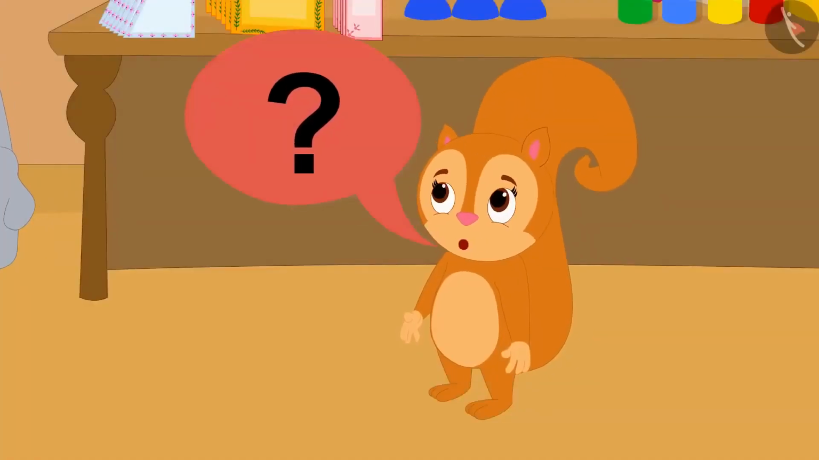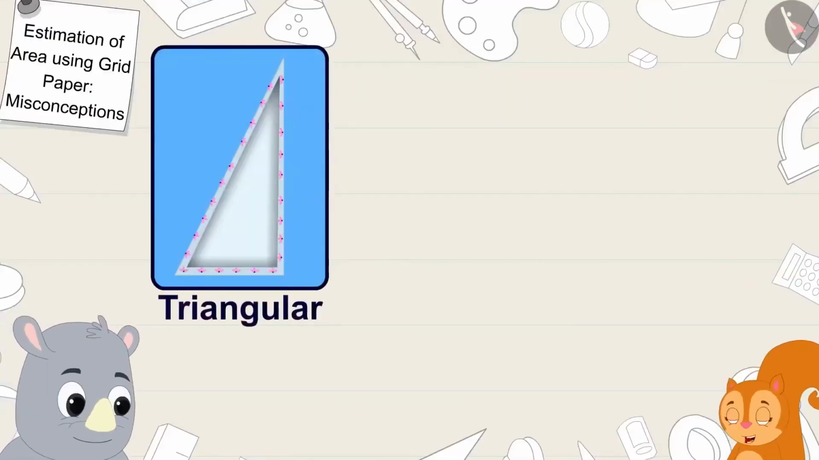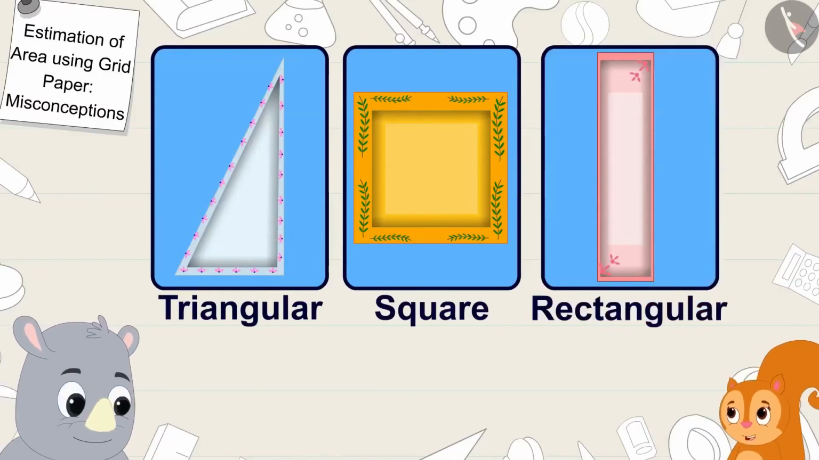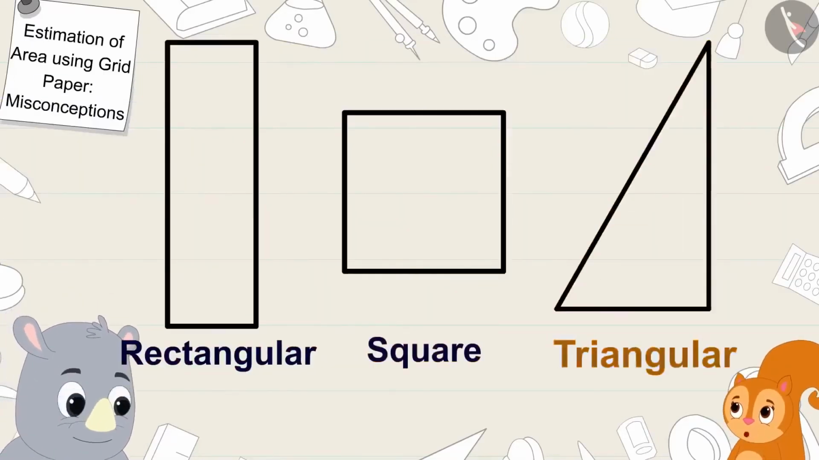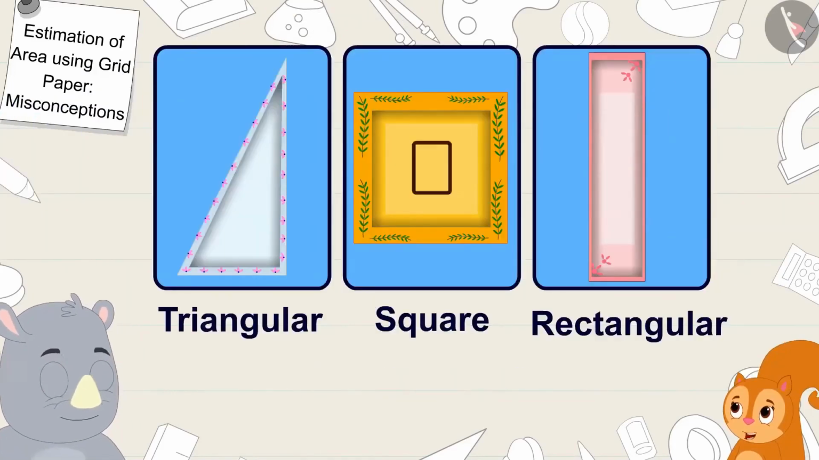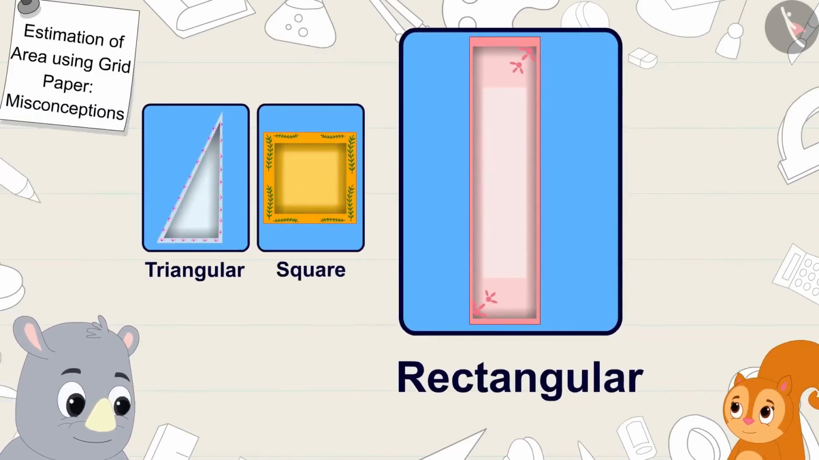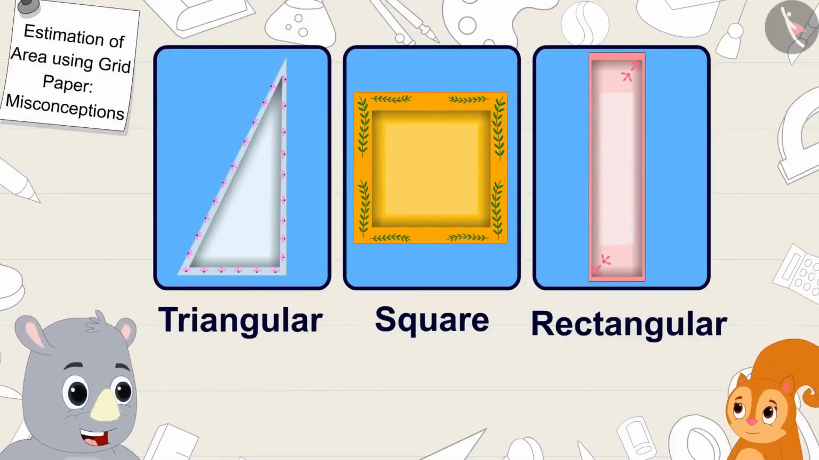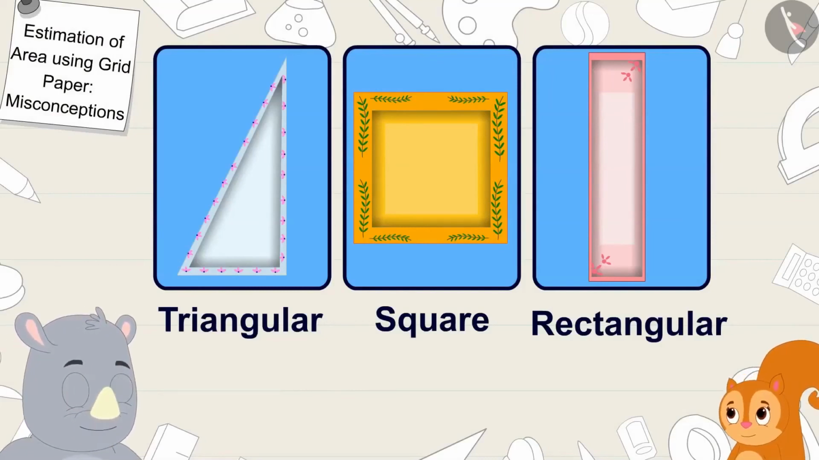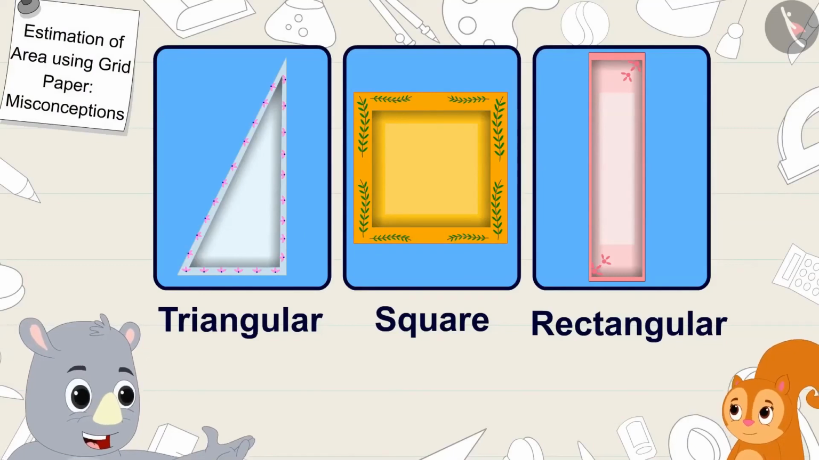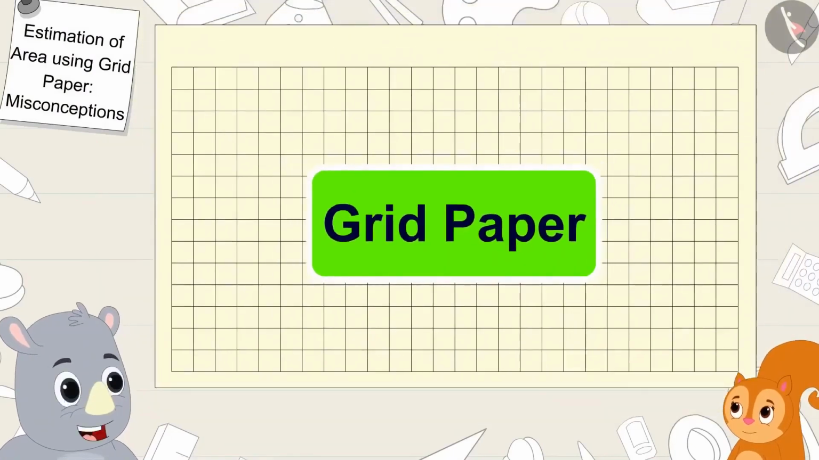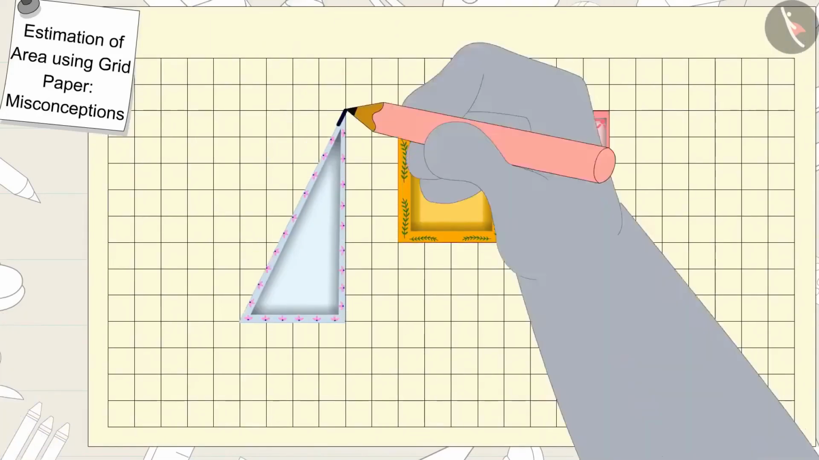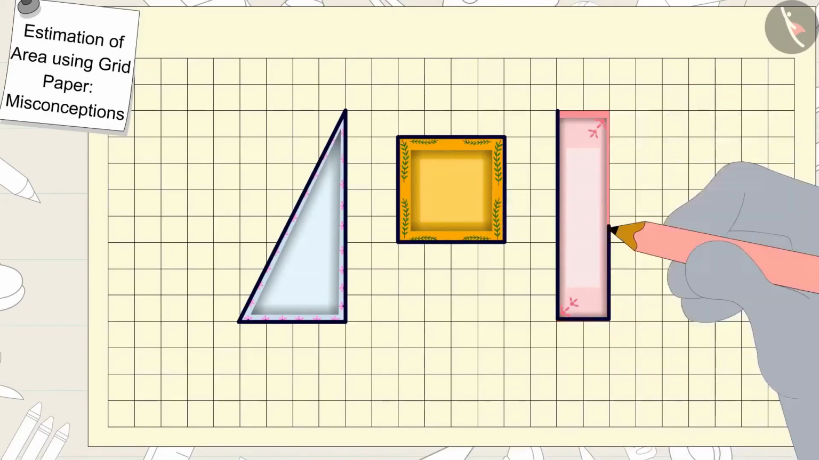But how is that possible, Gaggu? This plate is triangular, this one is square-shaped, and this plate is rectangular. Because rectangle is bigger than square and triangle, the rectangular plate is bigger than both these plates, Chanda said to Gaggu. Gaggu laughed and said, No, Chanda, come, let me explain this to you using this grid paper. After saying this, Gaggu used a pencil to trace the outlines of the three plates onto the grid paper.